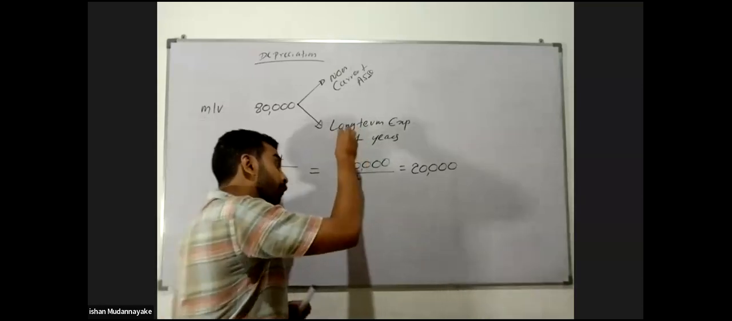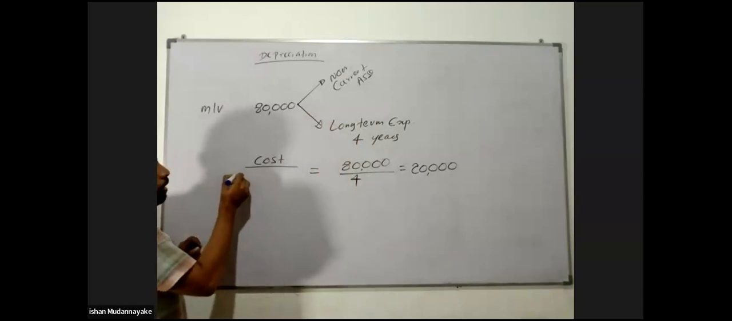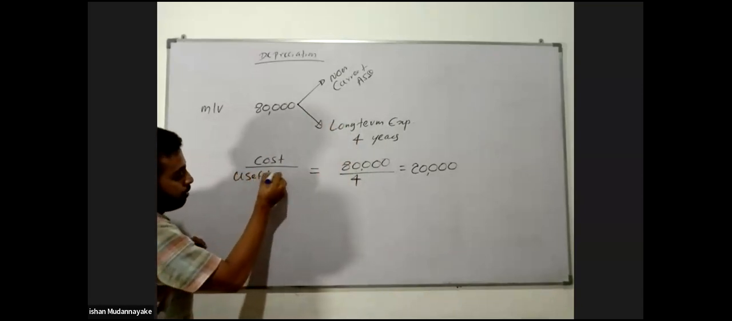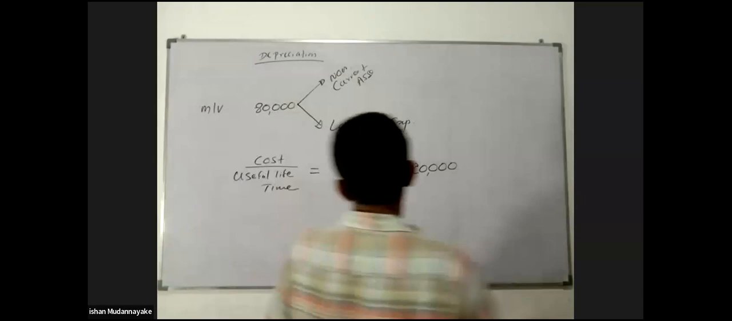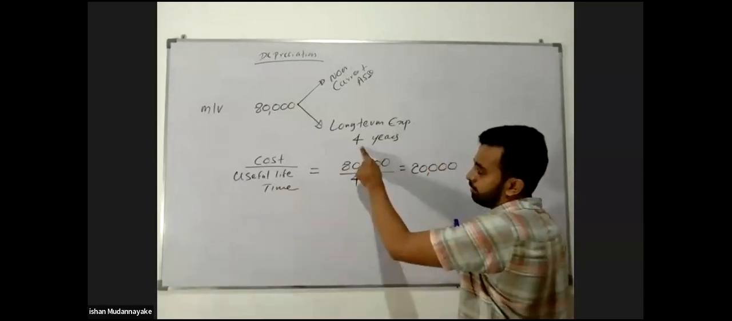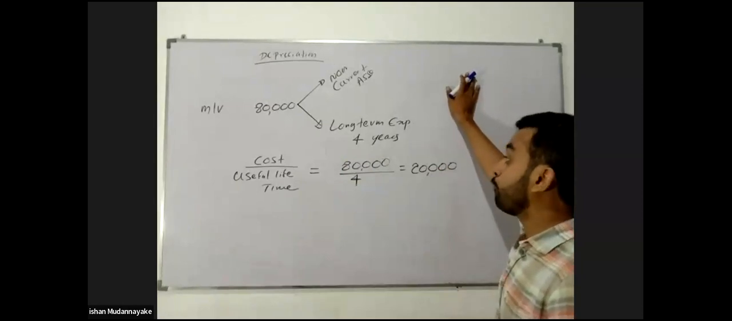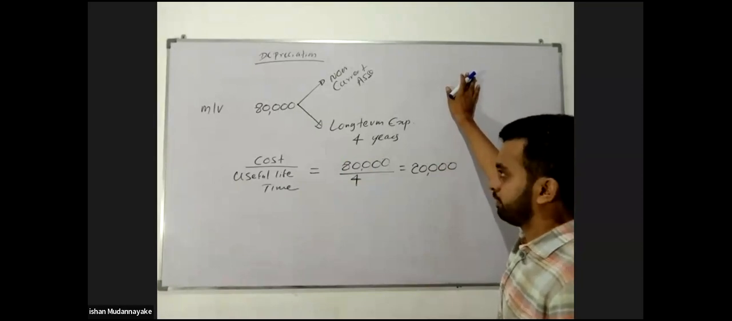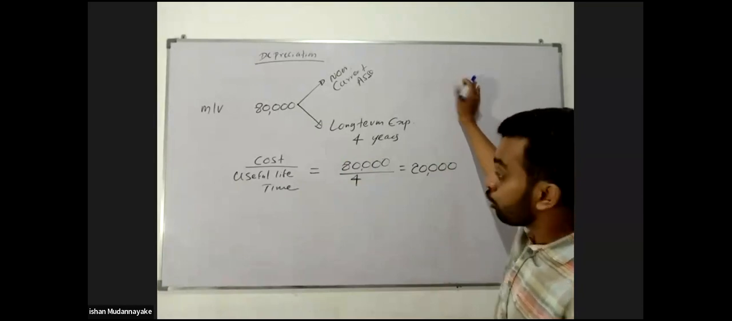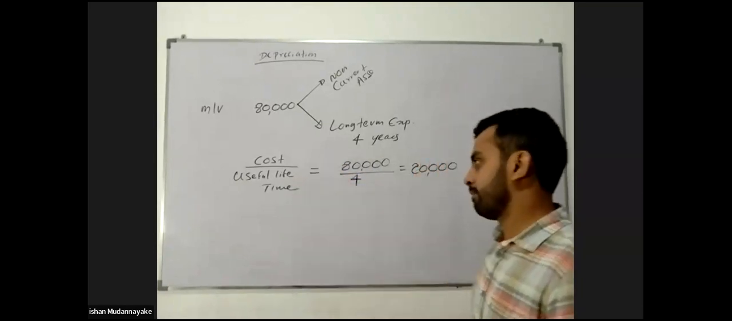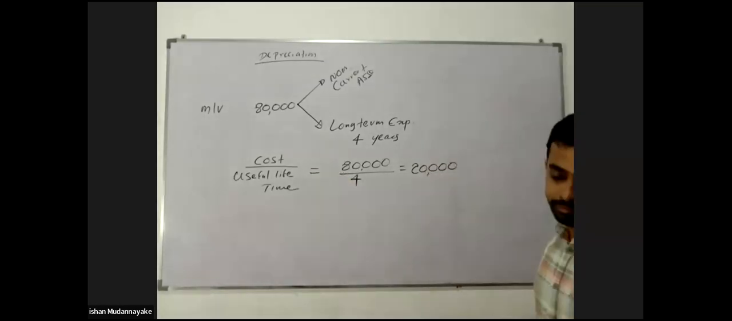This 4 years is called the useful lifetime. Useful lifetime of the motor vehicle, how much? 4 years. Then the total value of the motor vehicle is 80,000. Cost divided by useful lifetime, then we can calculate the annual depreciation of the motor vehicle.